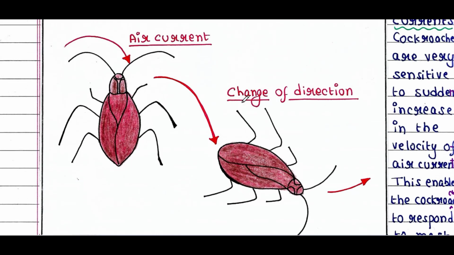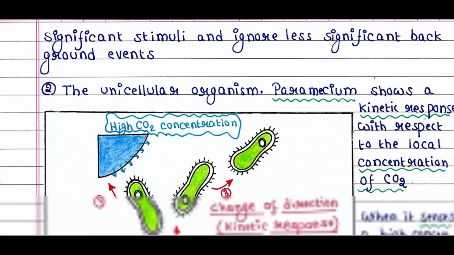Let's see this figure. Okay. So, if the air vibration comes this way, this cockroach changes its direction and escapes. So, this is one example.